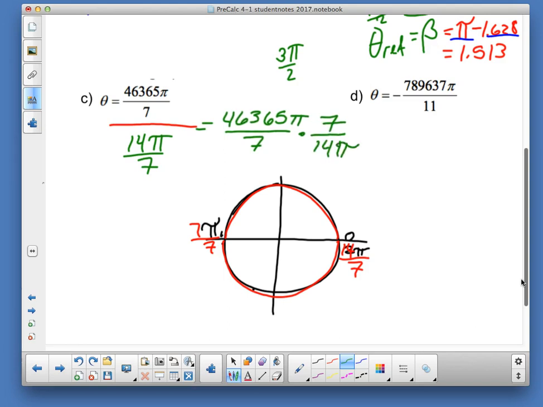Because a division by a fraction is the same as multiplication by that fraction's reciprocal. Are you okay with that? Trust me, there's going to be a shortcut coming soon, okay? What I want you to realize is that the 7s will knock each other out. The pi's will knock each other out, okay?